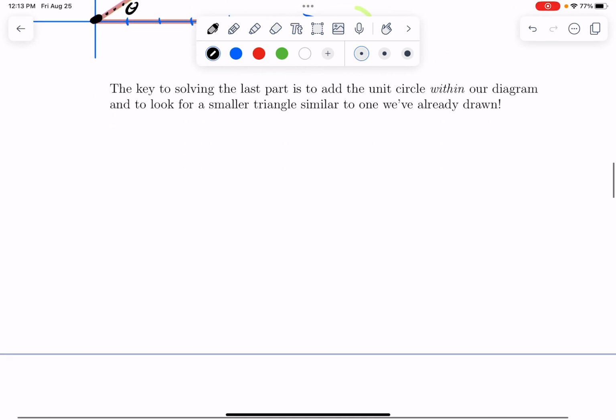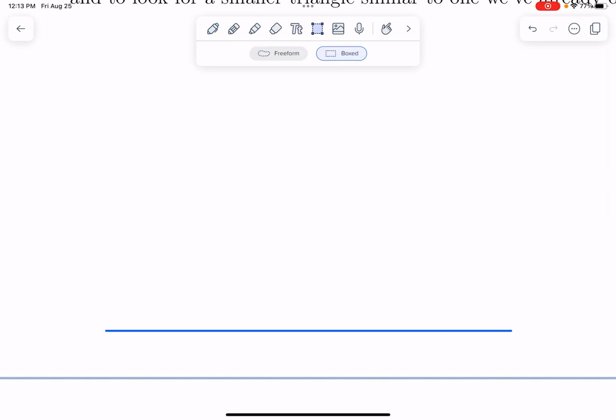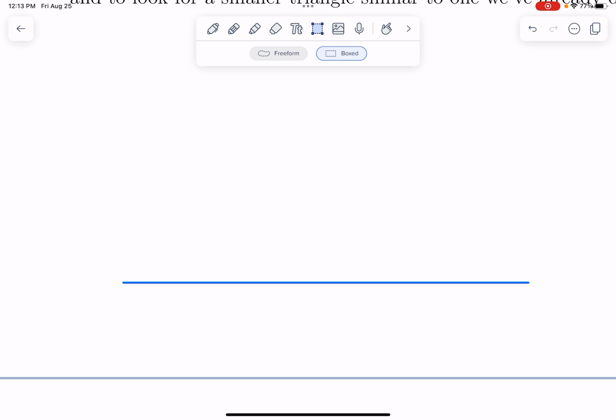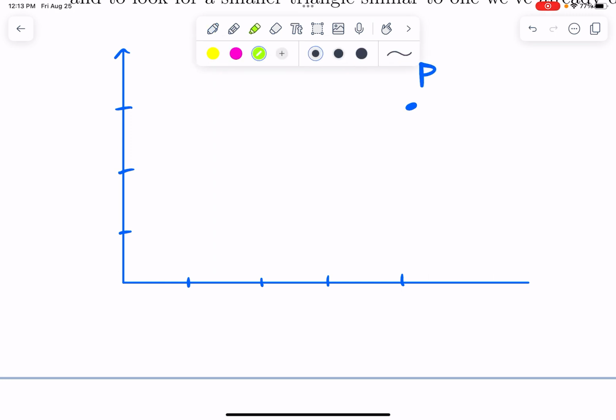So here's what I'm going to do. I'm going to redraw this picture. Let me make this a little bit higher. I'm just going to draw the positive x and y axes. So 1, 2, 3, 4, 1, 2, 3. Our point P is up here. And we've already focused on this angle in standard position. I'm actually going to put this segment back.